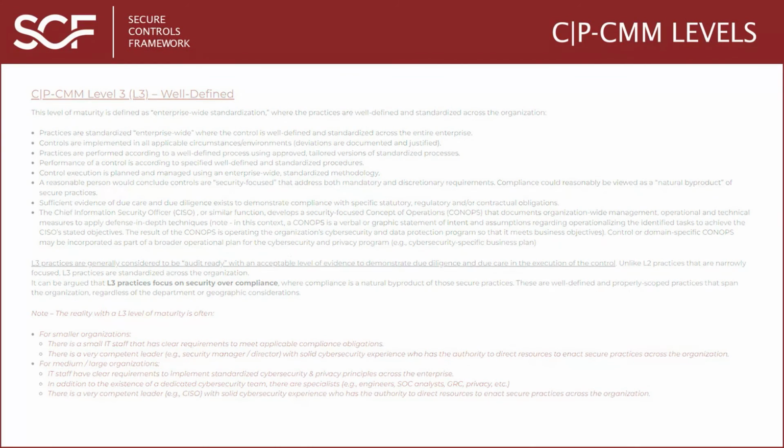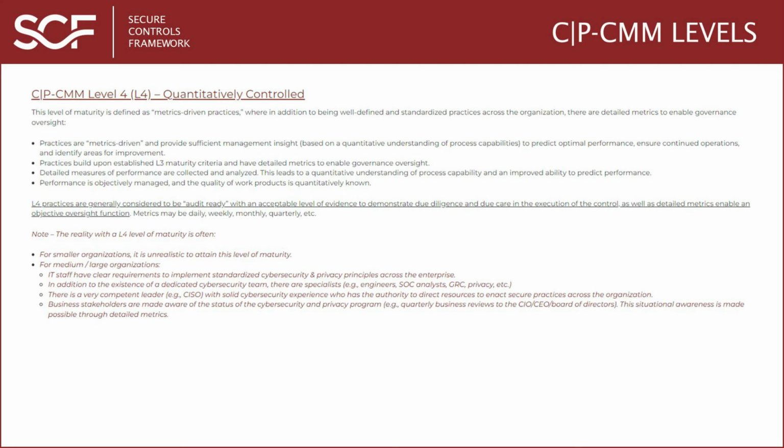At CPCM Level 4, this level of maturity is defined as metrics-driven practices, where in addition to being well-defined and standardized practices across the organization, there are detailed metrics to enable governance oversight. Practices are metrics-driven and provide sufficient management insight, based on a quantitative understanding of process capabilities, to predict optimal performance, ensure continued operations, and identify areas for improvement. Practices build upon established Level 3 maturity criteria and have detailed metrics to enable governance oversight.